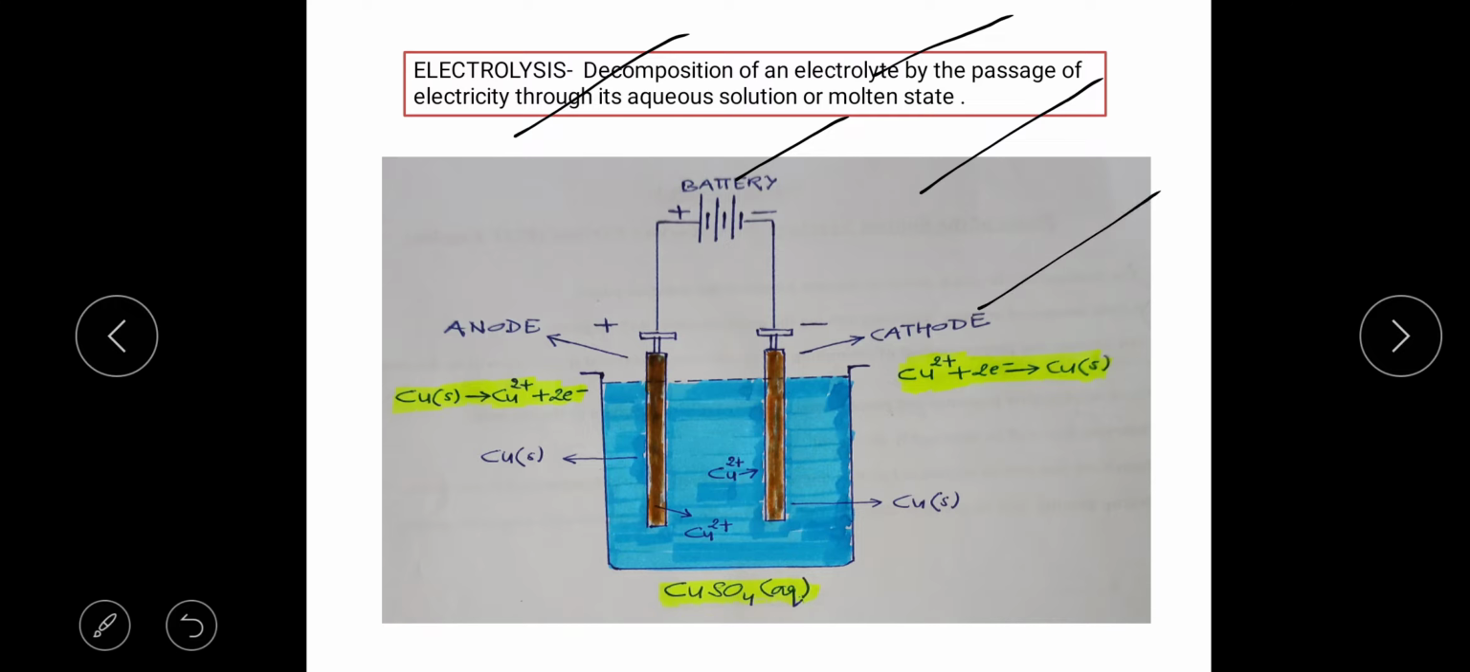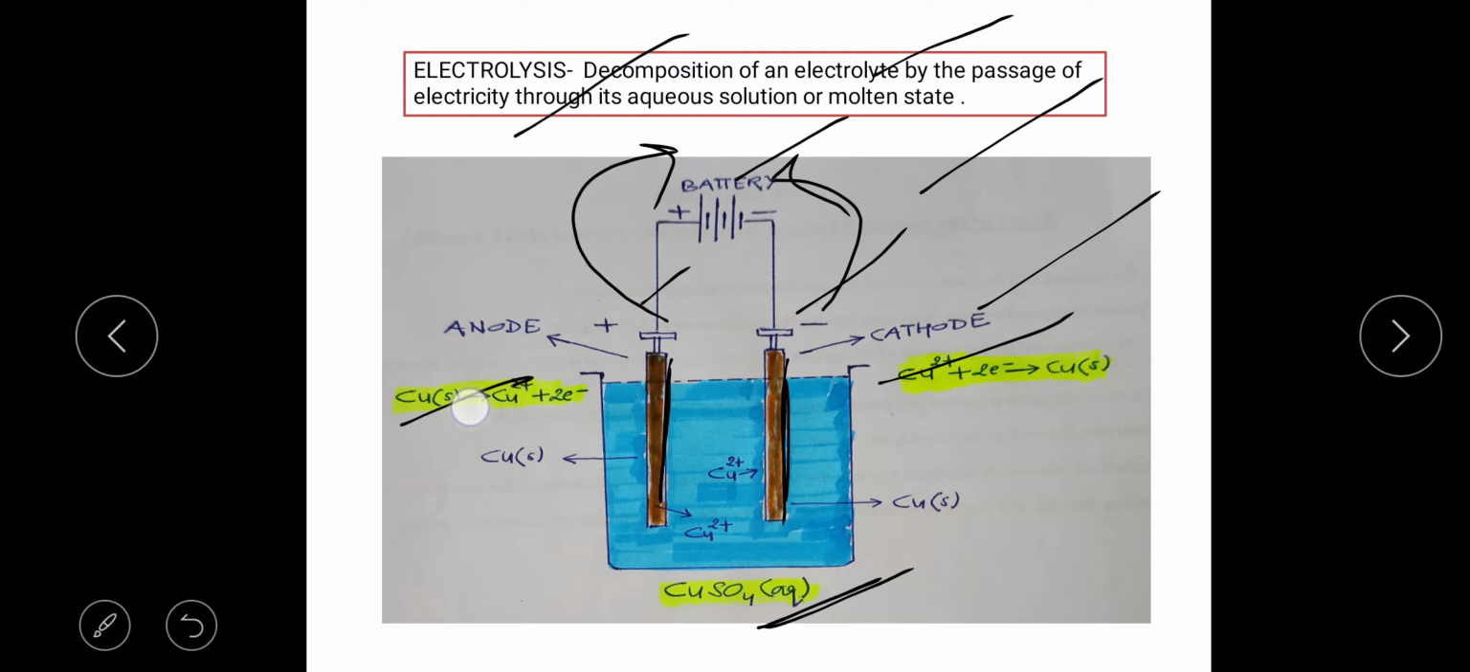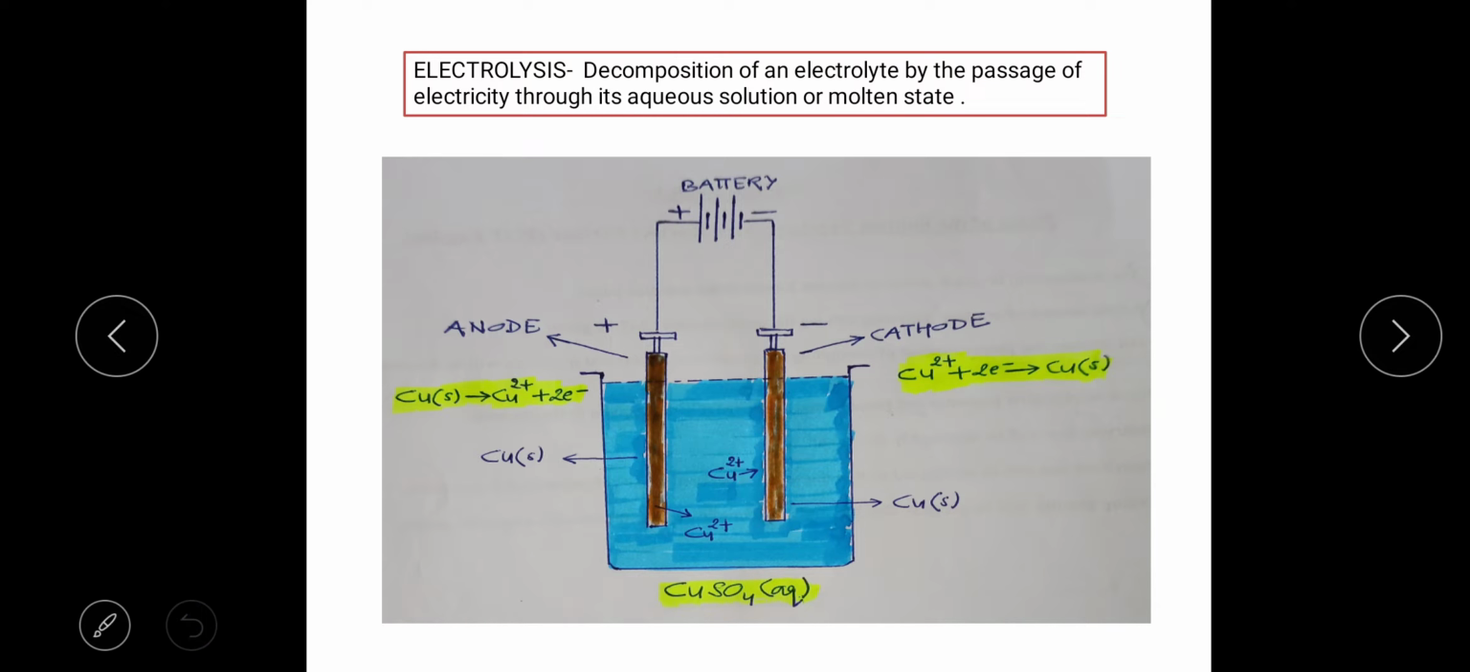To understand this, let us take a voltameter. In this voltameter, we have taken copper sulfate as electrolyte and copper as electrodes. So these electrodes are made of copper. One of these electrodes is connected to negative terminal of battery and another is connected to positive terminal of battery. The electrode which is connected to negative terminal of battery is called cathode, whereas the electrode which is connected to positive terminal of battery is called anode. Remember, reduction takes place at cathode and oxidation takes place at anode.